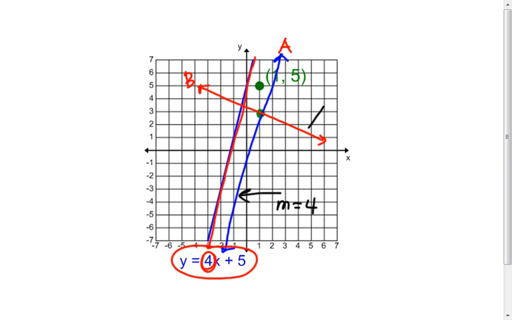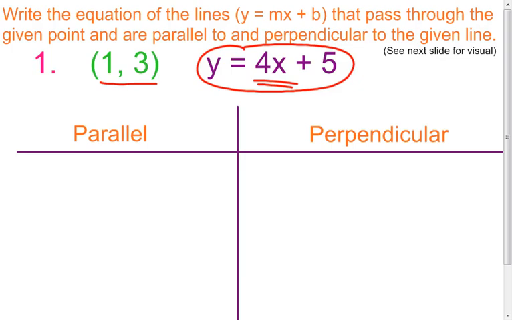The slope of this line should be the opposite reciprocal to the original line. So the opposite reciprocal to 4 would be -1/4. Okay? So we'll use that over here. Again, this is in y equals mx plus b. The slope of this line right here is 4. Again, parallel lines have the same slope, so that will also be m equals 4. Perpendicular lines have opposite reciprocal slopes. So here I would use the opposite reciprocal to 4, which is -1/4.